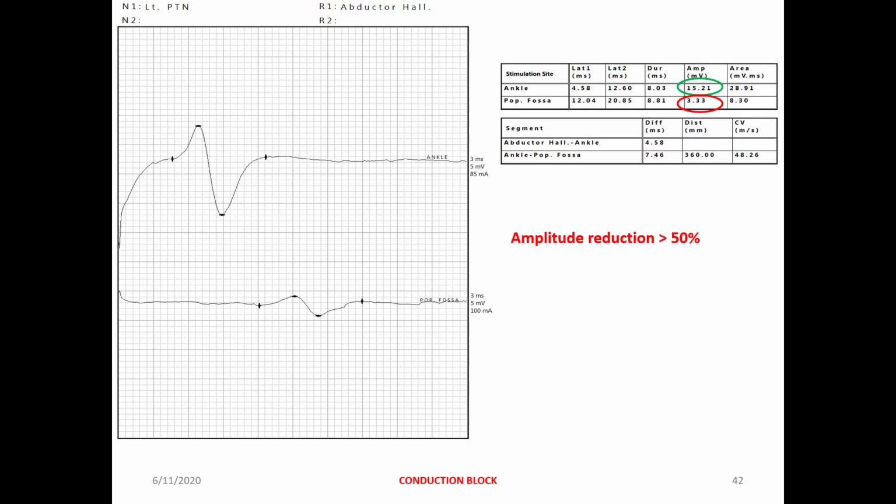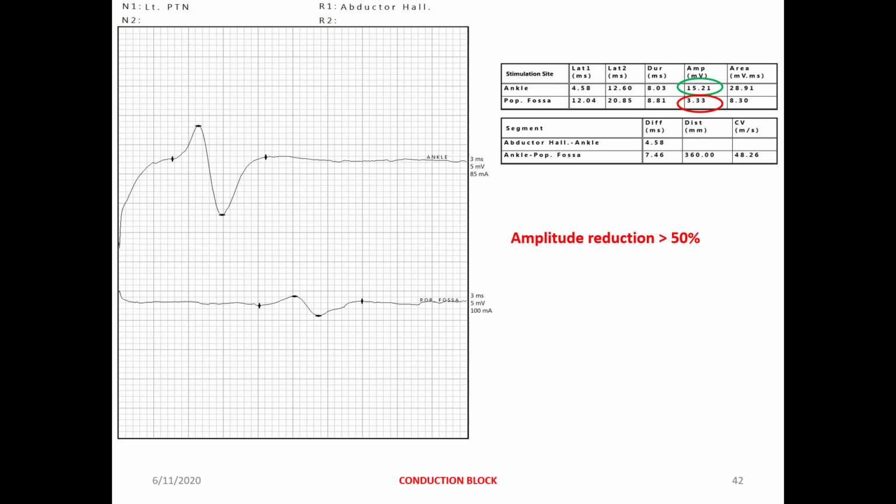For amplitude, you can say that more than 6 to 8 millivolt, in upper limb or lower limb, is normal for motor. For sensory, at least 20 microvolt. More than that is good. So definitely here, 15.21 is a very good amount.